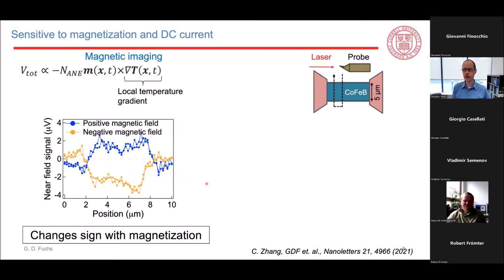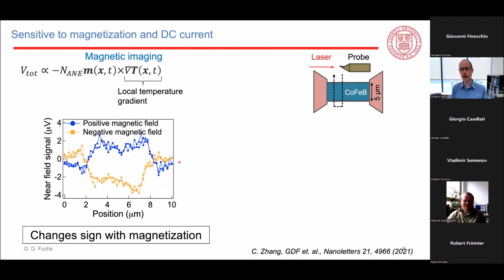To do that, we took a very boring, simple sample, which is just a cobalt iron boron sample. It's a 5 micron wide bar with contacts at the end. We shine a laser again onto the probe, but this time we're taking line cuts, scanning across the sample, and we're looking for this magnetic response through the anomalous Nernst effect. What we see is that we indeed see it when we jump onto the sample. The signal goes up from sort of nanovolt signals to a few microvolt signal, and then back down again. And when we reverse the direction of the magnet along the y direction, then the signal also reverses.